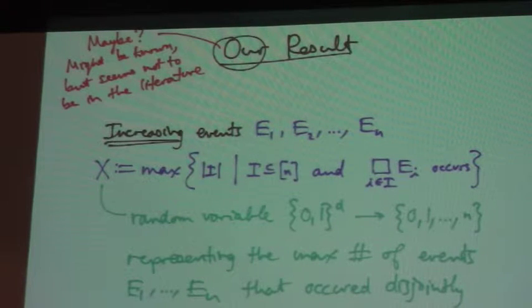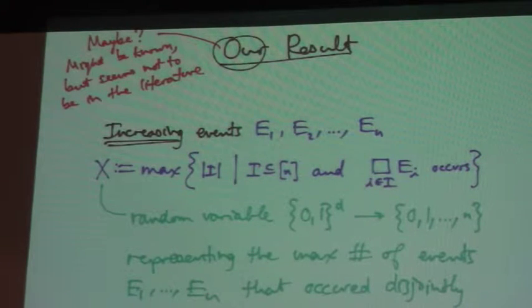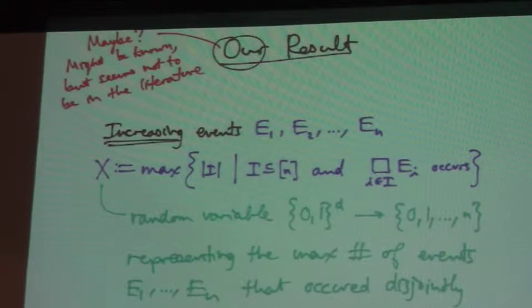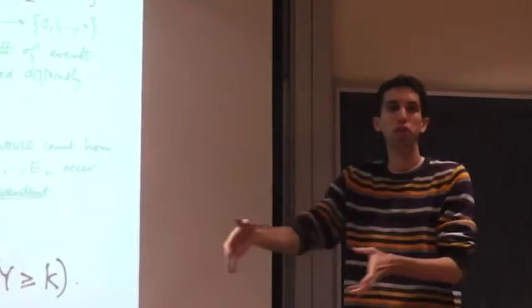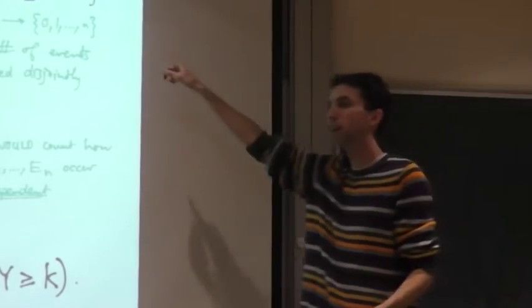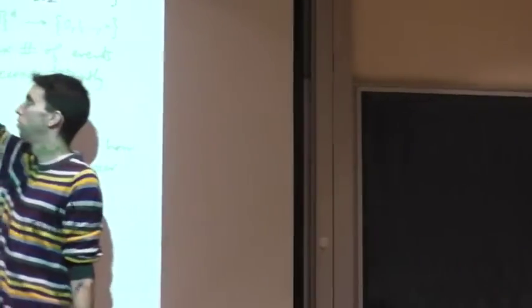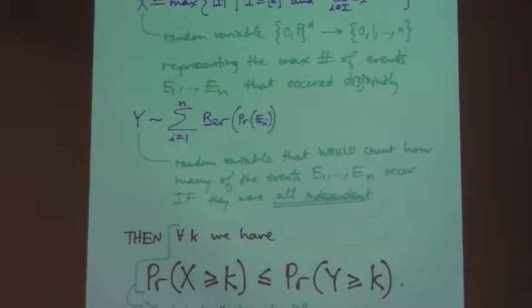Right, so maybe we have 20 events, and we go through our coordinates and flip the coins for our coordinates. We get an outcome, and X goes through and says, okay, these 4 of them occur disjointly, these 6 of them occur disjointly, these other 12 of them occur disjointly. So X looks at all the different possible subsets of the events and returns the largest number of them that occurred disjointly. Okay, so that's a random variable.